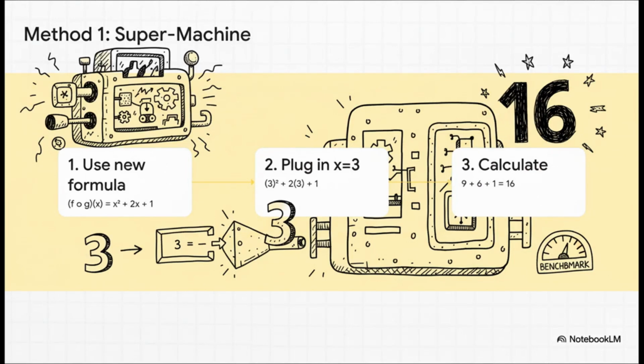We take our new formula and we plug 3 right into it. That gives us 3 squared, which is 9, plus 2 times 3, which is 6, plus 1, and 9 plus 6 plus 1, that's 16. Okay, 16 is our benchmark.